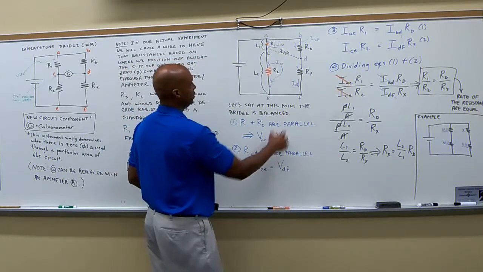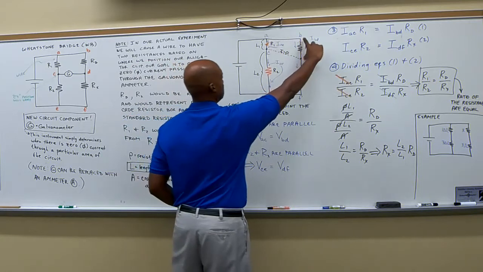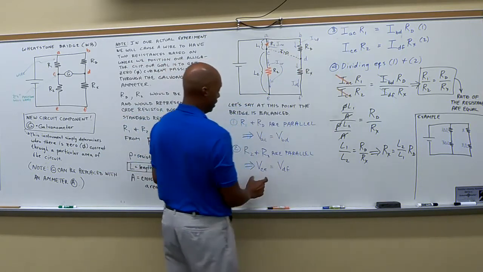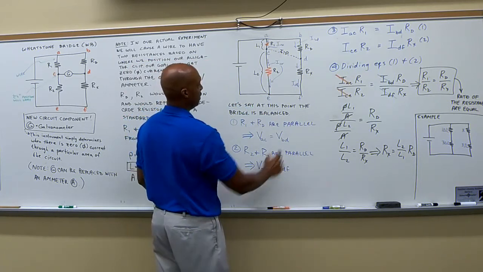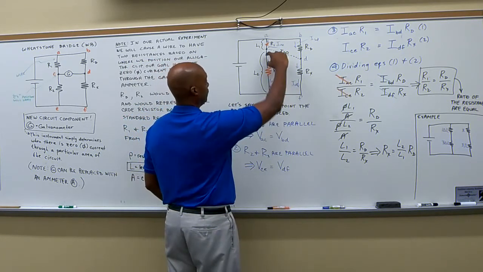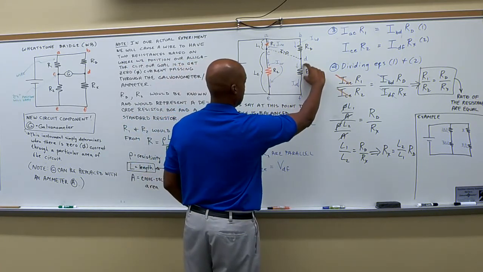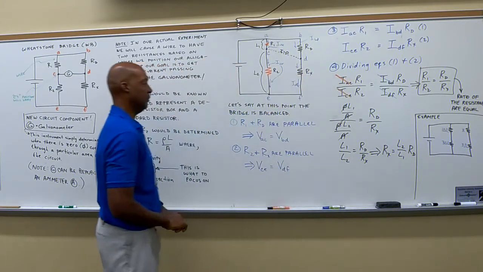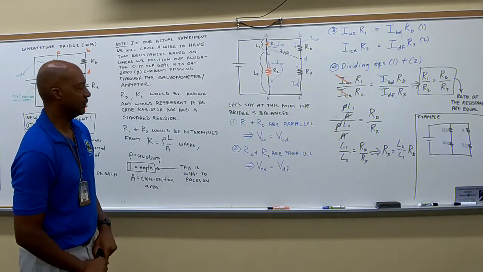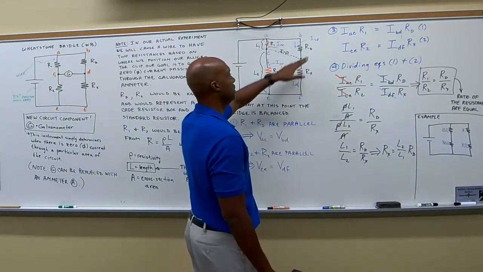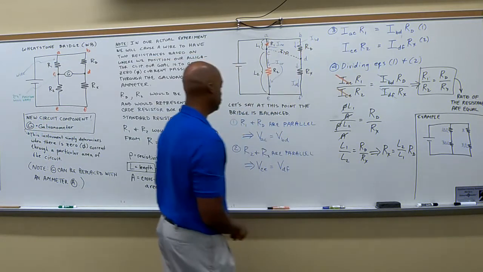Again, we said that the voltage drop across this point is the same as the voltage drop across this resistor, as well as the voltage drop from C to E, or across this resistor, is the same as the voltage drop across resistor Rx. Okay, so once we have that in place, we're just basically going to use Ohm's law.